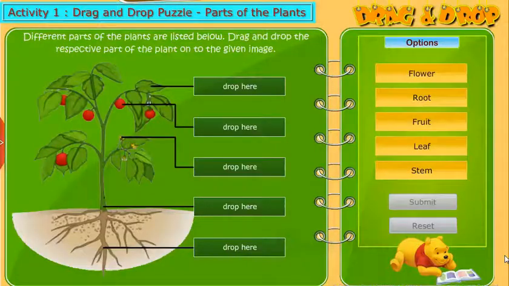Let us perform an activity. Different parts of the plants are listed below. Drag and drop the respective part of the plant onto the given image.